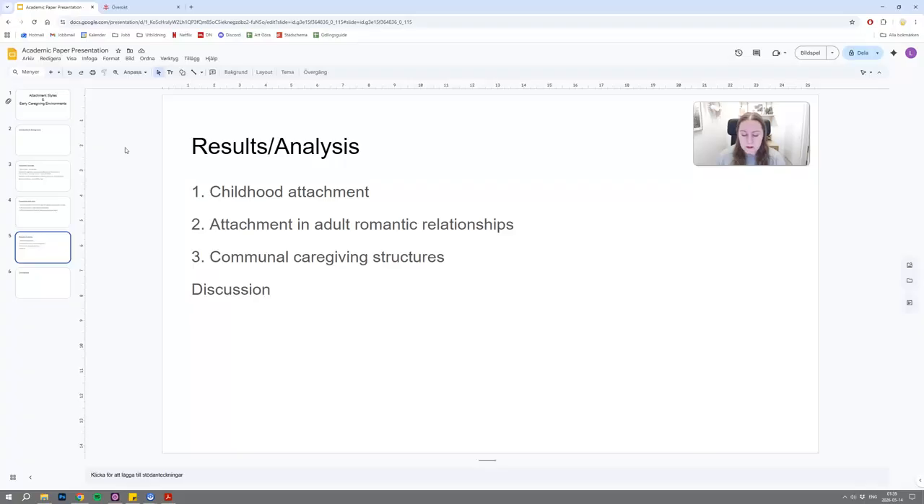And John Bowlby also used this as empirical data to further his attachment theories. This was, from my understanding at least, a collaboration between them for many, many years, and their research together is what Hazan and Shaver based their research on in attachment in adult romantic relationships.